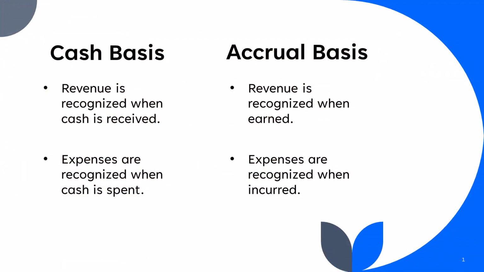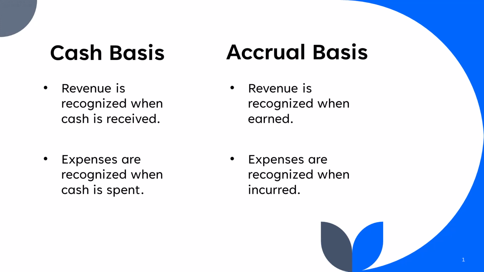Well, the short answer is that under the cash basis of accounting, income is recognized when cash is received and expenses are recognized when cash is spent. Under the accrual basis of accounting, income is recognized when earned and expenses are recognized when incurred. So I'm going to provide two examples to further help you understand the difference between cash and accrual accounting.